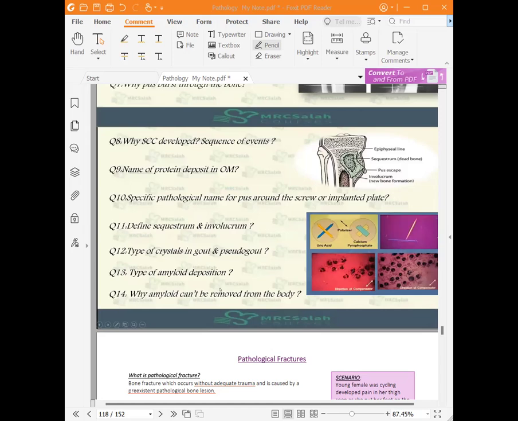Okay, why can amyloid not be removed from the body? Because the human body doesn't have a specific enzyme to break down this amyloid, and it is difficult for the kidney to excrete amyloid.